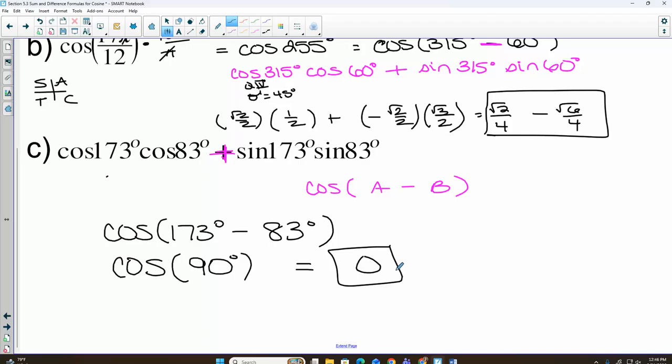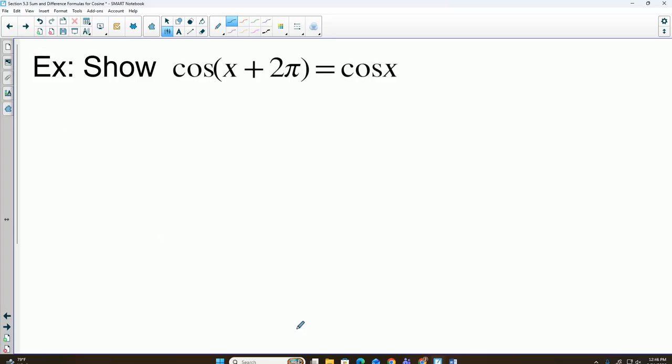I want to keep practicing some proofs as we go through this stuff, so we're not getting rusty on that. So let's try one of those. Which side would you box in? The right side? Yeah, I agree. So we have the cosine of x plus 2 pi. What would we do?